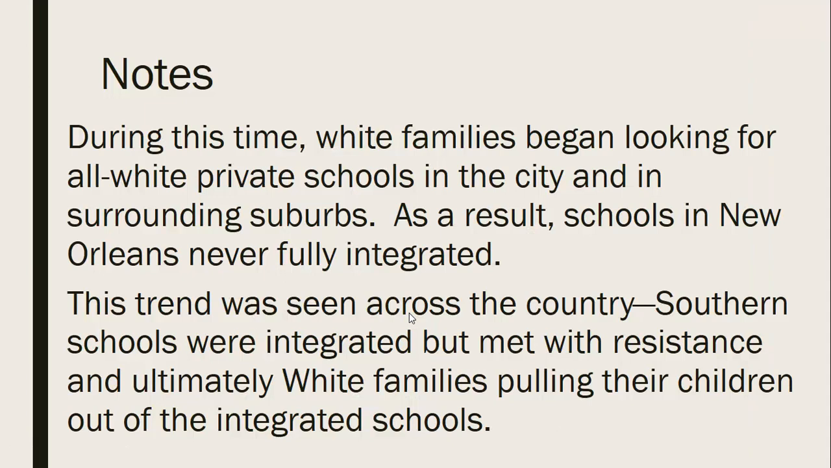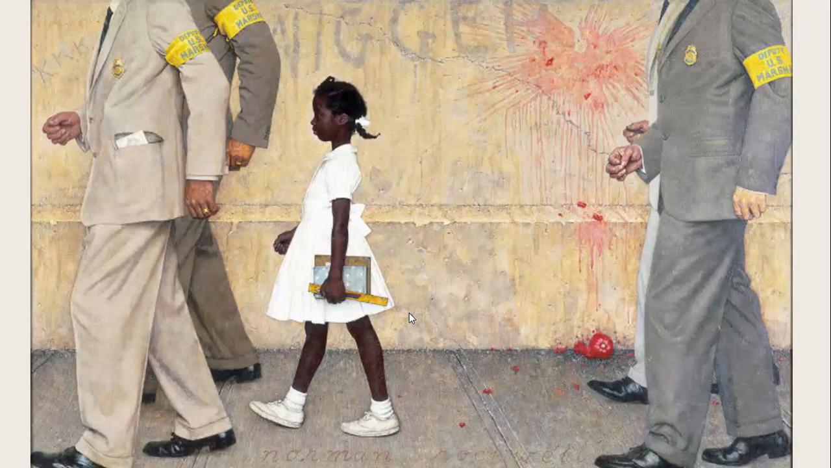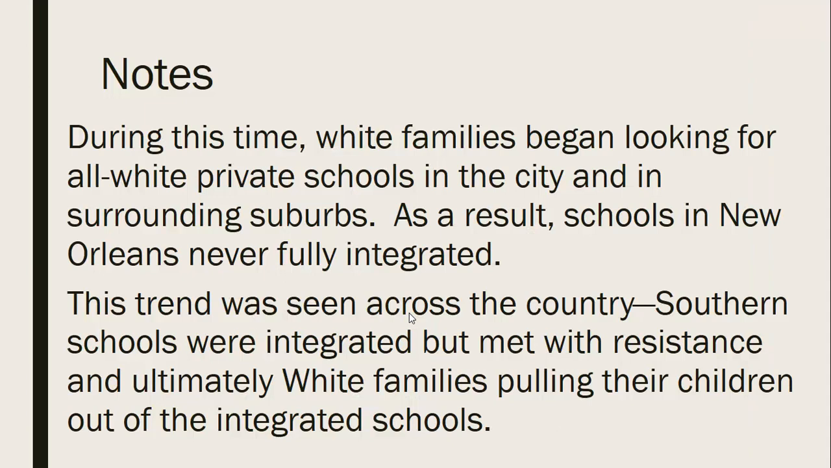So the fallout of this, Ruby Bridges did attend this school, and she did graduate from it. And then more schools began to become integrated. So after Ruby Bridges kind of broke that seal for others, other Black children began to integrate white schools. As a result, white families began looking for all-white private schools in the city and in surrounding suburbs. So as a result, the schools in New Orleans never fully integrated. As more Black children began to attend the white schools, the white children just left the schools.